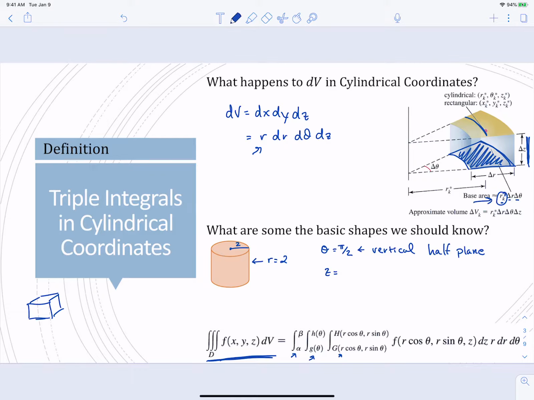And sometimes we have things like z equals 4. This is a horizontal plane, and that's a horizontal plane in rectangular coordinates as well. It's just a sheet that's capping our height at 4.